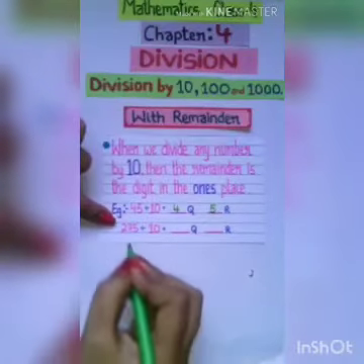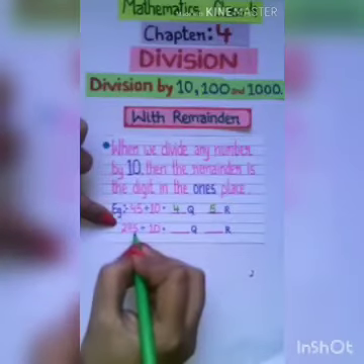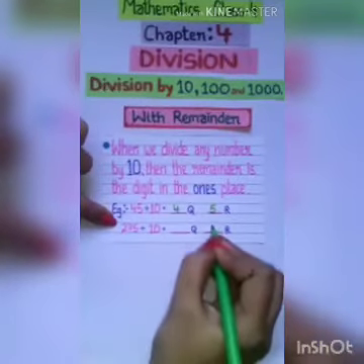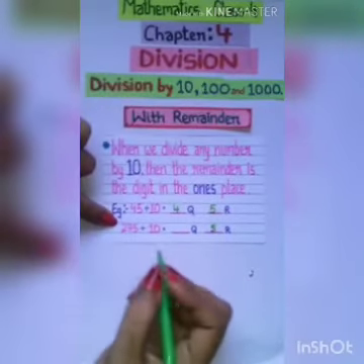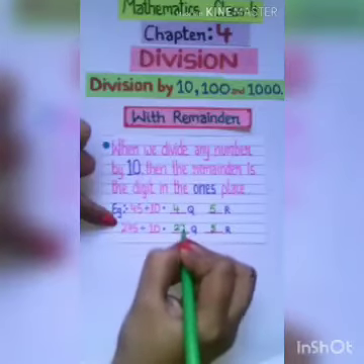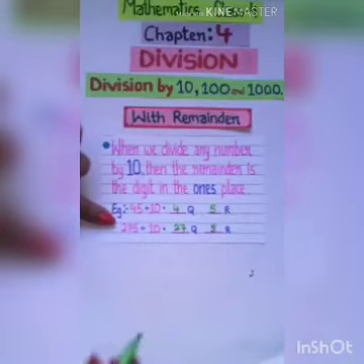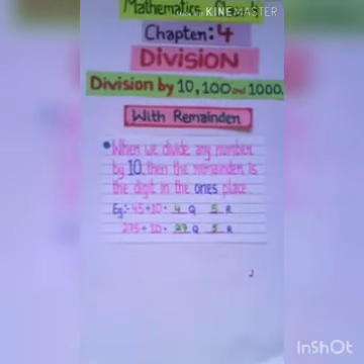Similarly with 275, the last digit in ones place is our remainder, here the number 5, and the rest of the digits are the quotient, that is 27. So these were examples of dividing numbers by 10.